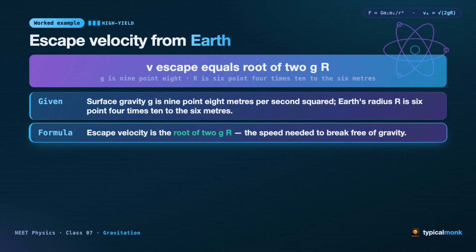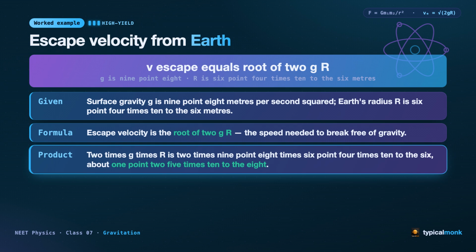The escape velocity is the square root of 2gr, the speed needed to break completely free of the planet's gravity. Step 3. Form the product inside the root. 2 times g times r is 2 times 9.8 times 6.4 times 10 to the 6, which is about 1.25 times 10 to the 8.